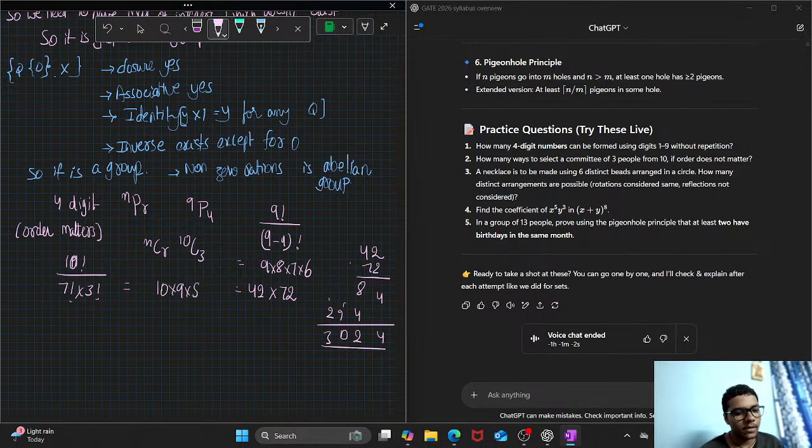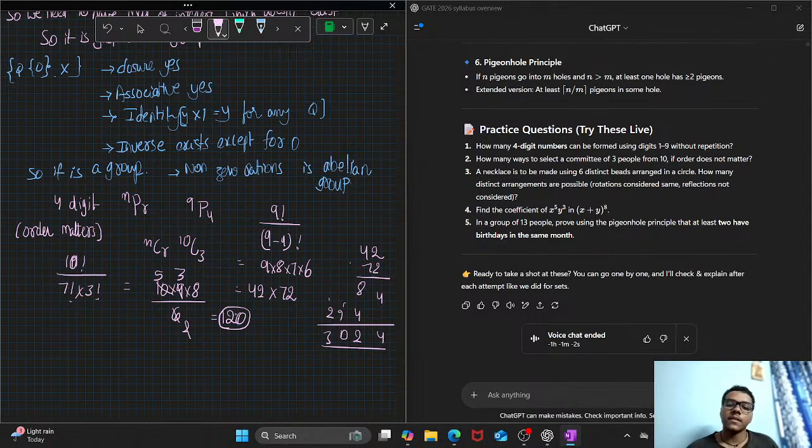10 into 9 into 8 by 6. This is 3 table 2 times, 3 table 3 times, and this is 2 table 5 times. This is 15. 15 eights are 120, right?